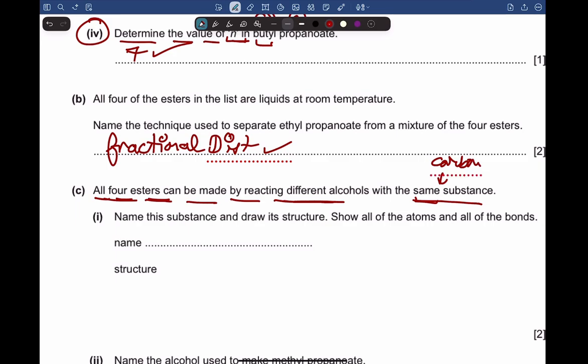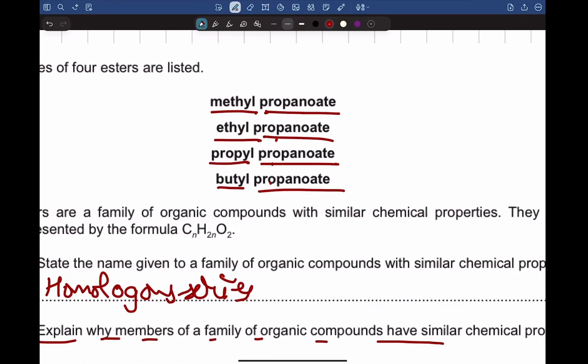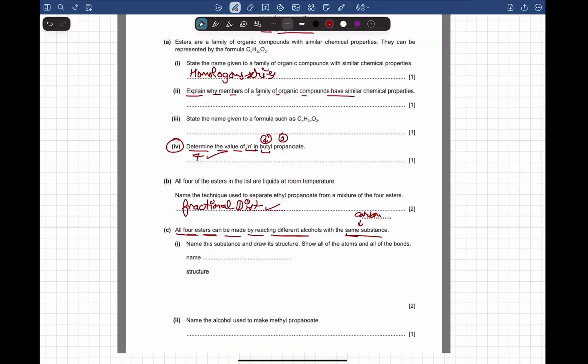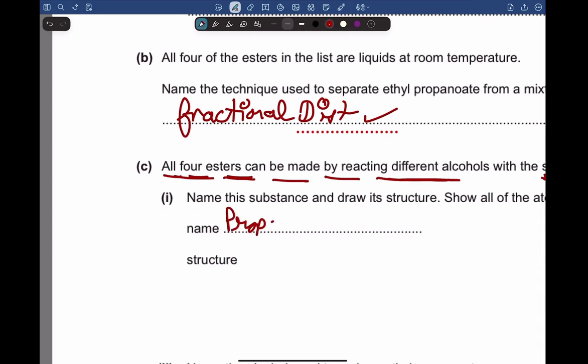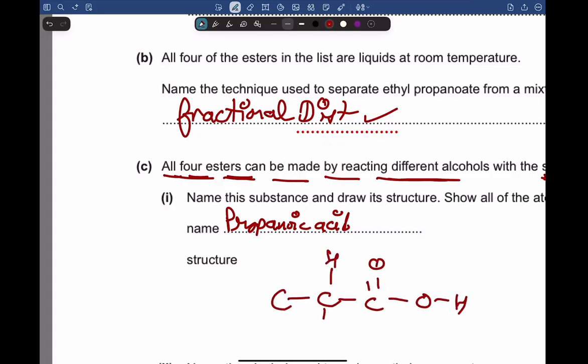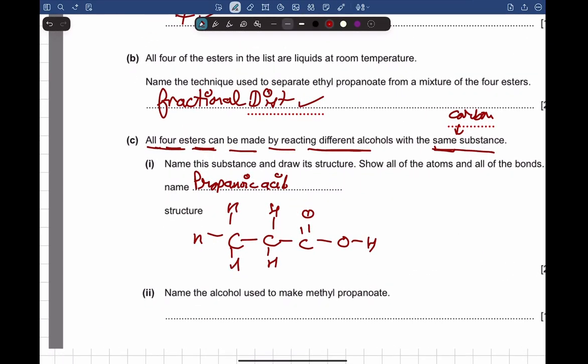Right? And you will have to name this specifically. Come on, you can do this now, right? Propanoate, so this is propanoic acid. The name will be propanoic acid. Structure, draw 3 carbons, COOH, hydrogen, hydrogen, hydrogen. Yeah, done. Now, name the alcohol used to make methyl propanoate. We have discussed this already, that this is your prefix methyl. So the name will be methanol.